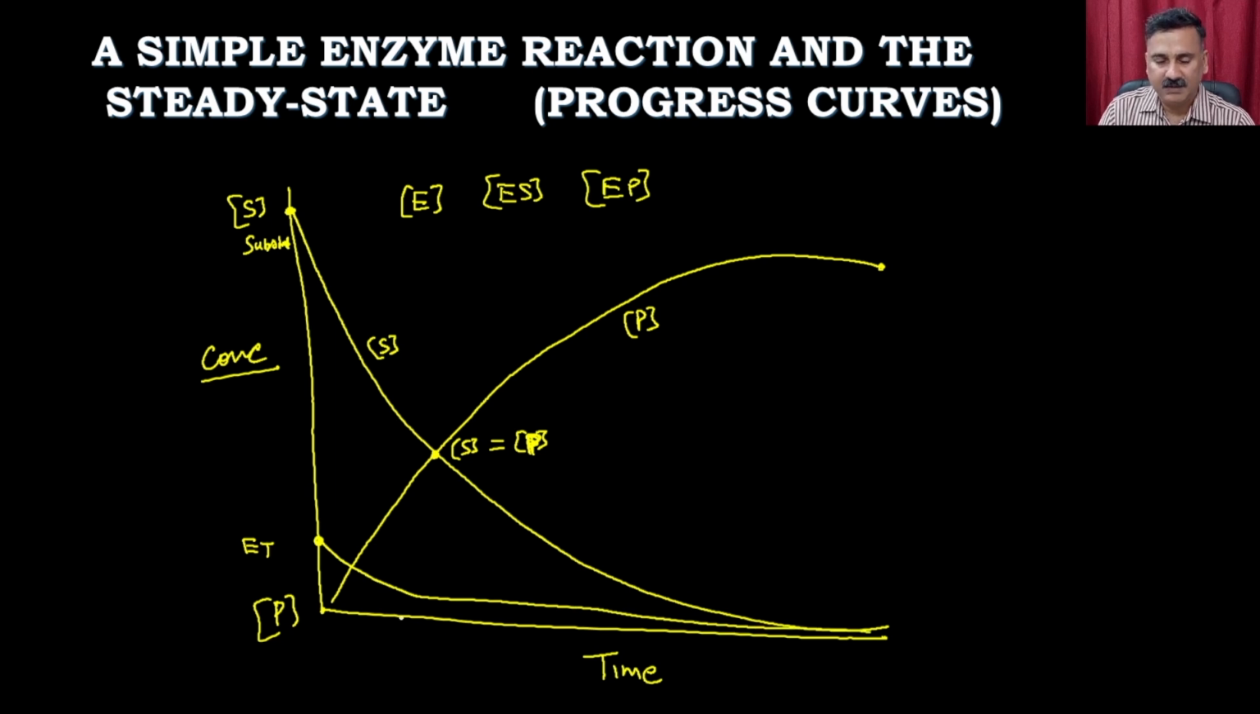That reduction in the enzyme is going to be used up in the formation of the enzyme substrate complexes, right? So this is the curve for the enzyme substrate complex. But at this point, the enzyme substrate complex formation and the conversion of the enzyme substrate into the enzyme are going to be the same. So this is all about the simple reaction and how the dynamics of the different types of species involved in the enzyme reactions change.